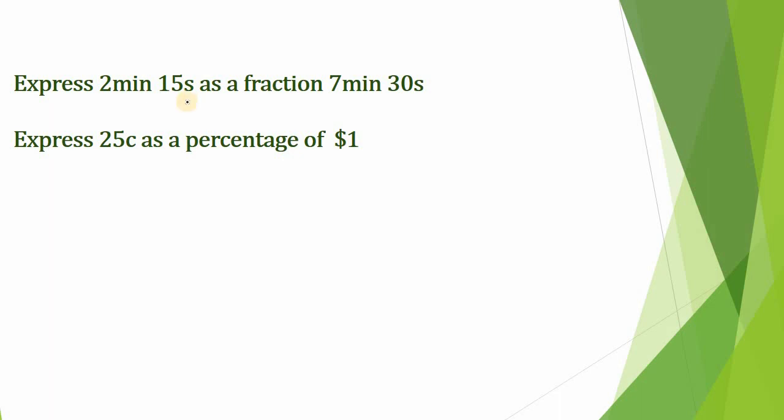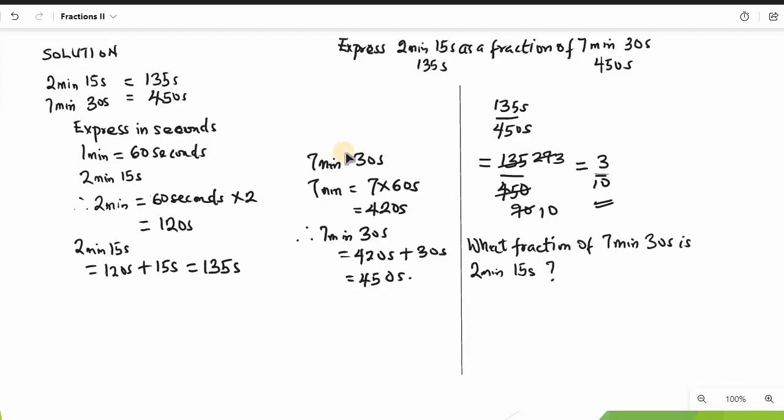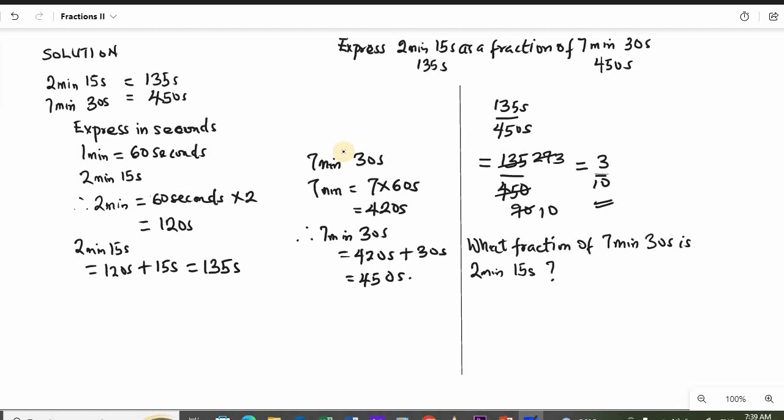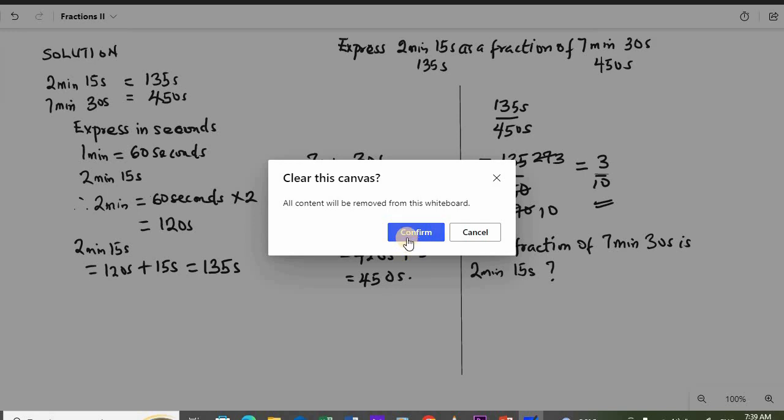Now this question says express 25 cents as a percentage of $1. Express 25 cents as a percentage of $1. So how do we solve this? Let's get back to our whiteboard. We're just going to clear this to make space for our next question. So it says express 25 cents as a percentage of $1. So how do we do this?